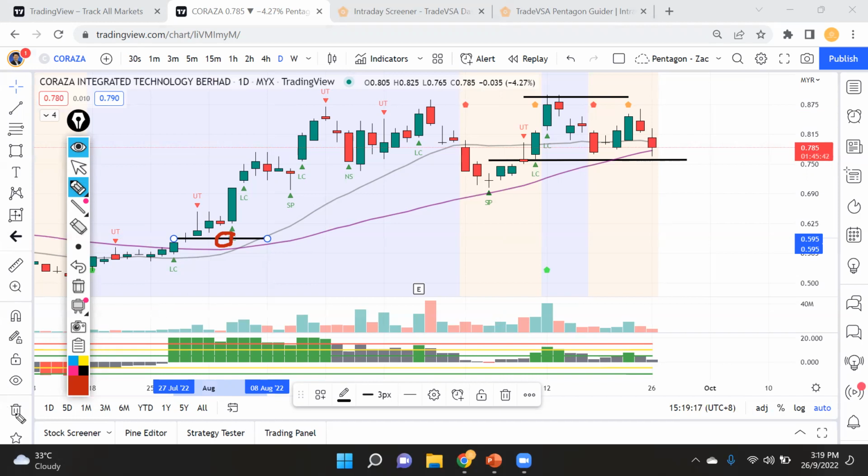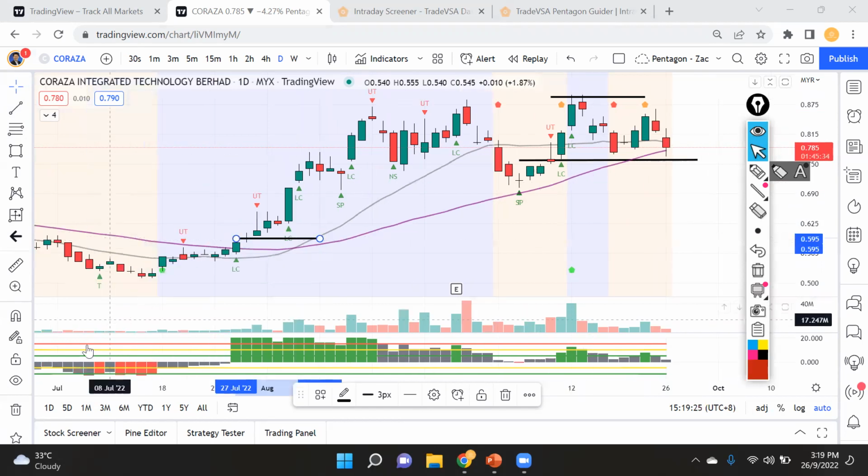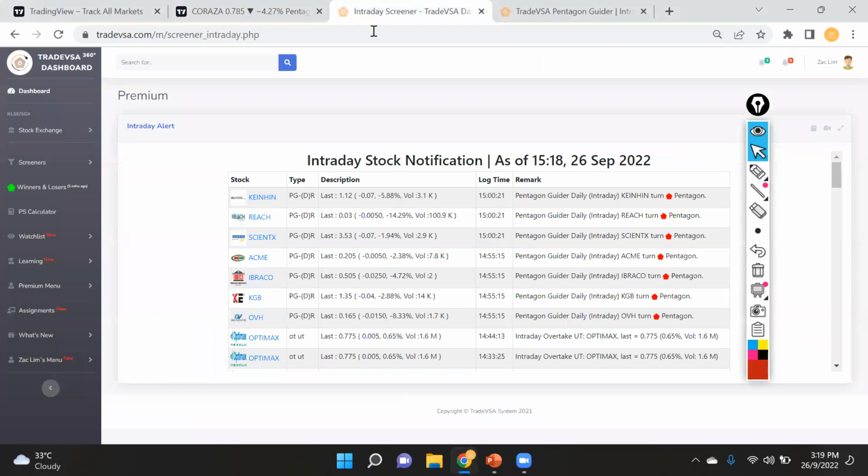Now it seems like the market is still pretty bad right now. Again, any other counters you want me to look into? I think that is something that I want to share for today about OTUT. Anyway, because I think last week someone asked me about how to use it on the OTUT overall.